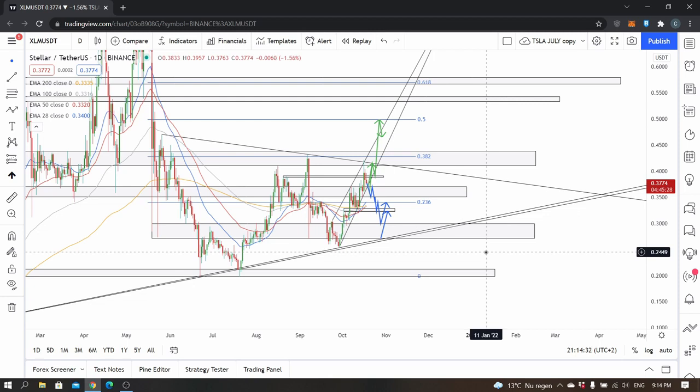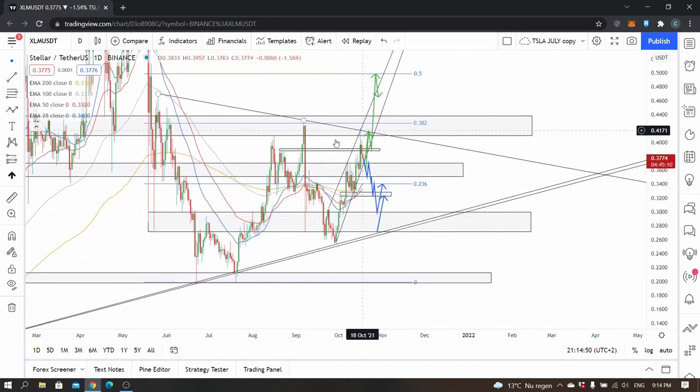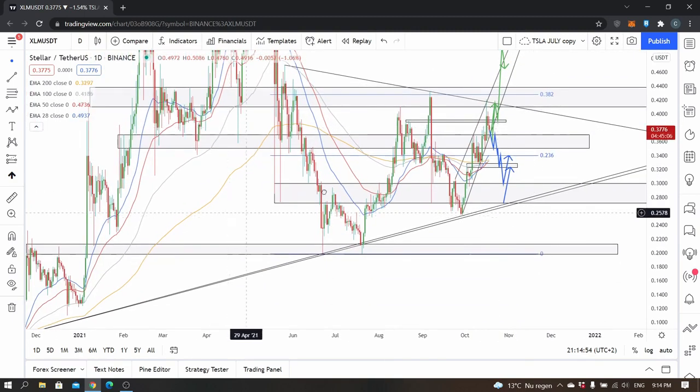In the next few minutes I'll do a price prediction and price analysis on the Lumens cryptocurrency of the Stellar network. I'll do it in my typical way of analyzing, and I'll basically sketch out two scenarios which I think are most likely. But basically let's look at the price first.